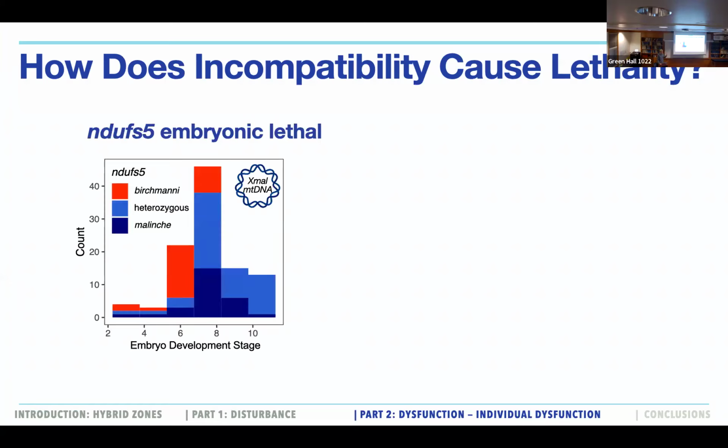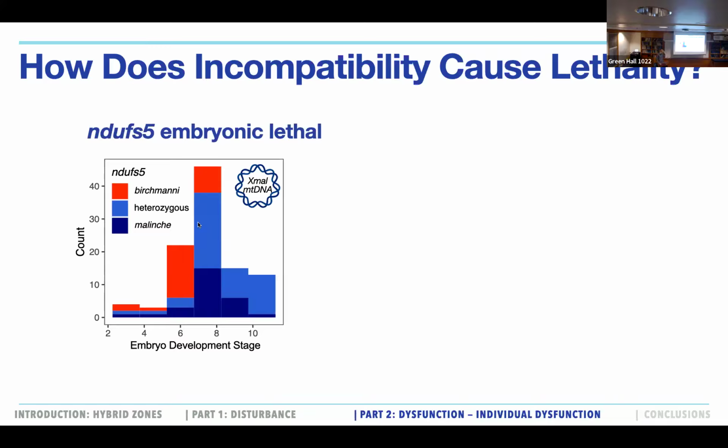So I dissected a bunch of mothers and sequenced their embryos. This is the embryo developmental stage, with pre-fertilization or fertilization here, and then birth over here, genotype at NDUFS5 here. All these individuals have malinche mitochondrial DNA from here on out. So the red birchmanni genotype is the incompatible one. We see a lot of birchmanni individuals early in development that just completely disappear once we hit a certain developmental stage. So we thought they were stalling out in development, to speak extremely loosely.